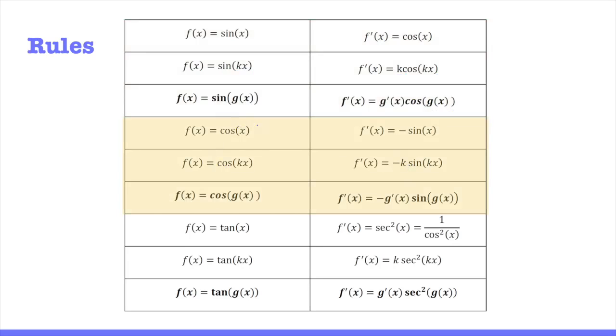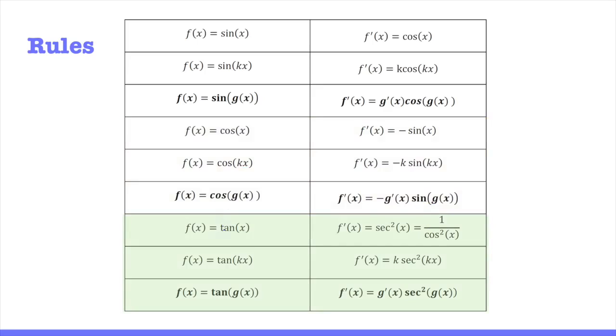Rule number 2, cos x becomes negative sine x. So you just need to remember that sine becomes cos, but cos becomes the negative of it. But the exact same thing applies for the inside. Whatever the derivative is of the inside, you multiply it by the outside. So if I have kx, then k comes out to the front because that's the derivative of the inside, and the derivative of cos is negative sine of kx. Same thing if we've got any kind of function on the inside, that will be g dash of x, which is the derivative of the inside, multiplied by negative sine of g of x, which is the derivative of the outside.